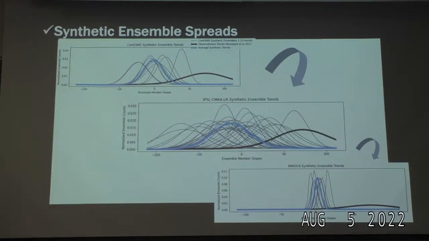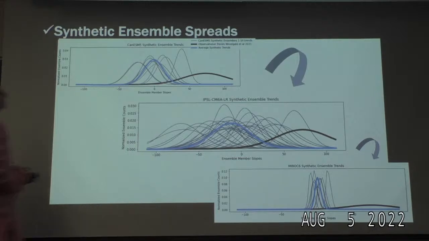So these are just showing my results for my synthetic ensemble spreads. I took 1,000 synthetic ensembles and created them to directly compare the spreads between the observational and model transports. So now the ensembles are in gray. The blue is the average of those synthetic ensembles, and we're comparing the gray to the blue line, which is the observational trend spreads. And you can see that none of these spreads fall within the same range.